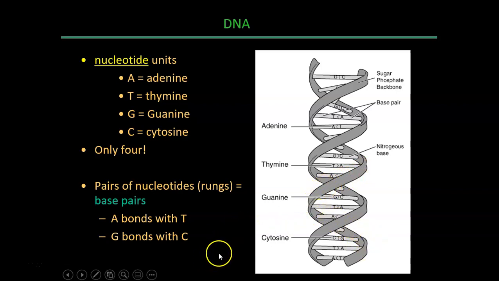Okay, all right. The cool thing about this is that it's this simple structure that codes all the information for making a complete you, a complete human, as well as a complete organism of any species on the planet. It's all done with just these four nucleotides.